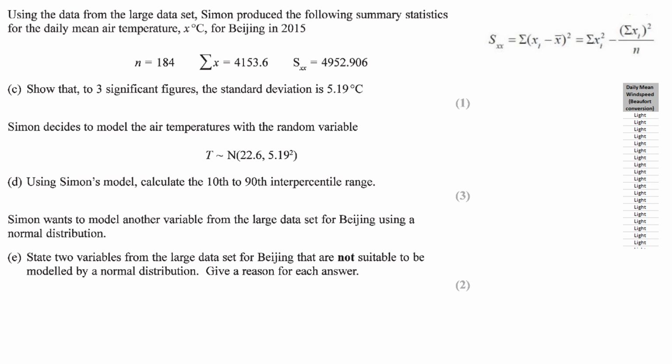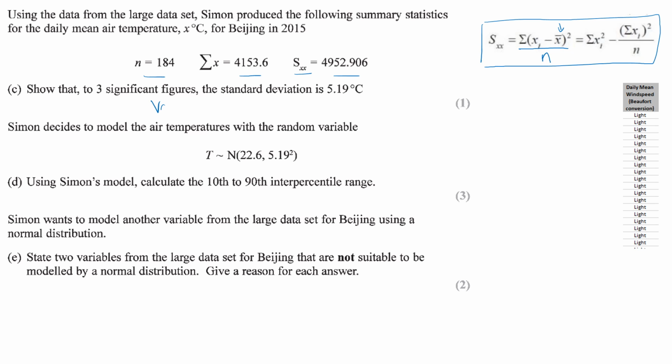So here's the next part of the question. Using the data from the large data set, Simon produced the following summary statistics about daily mean air temperature for Beijing. So we've got these 3 quantities here. Now this Sxx, we don't really use that much anymore because we've got our new calculators, but you calculate the product moment correlation coefficient using that quantity, and you can see that when we just take the mean away from all the x values and then square it, that's something we do as part of the variance calculation, but we find the average of that, so we divide by n.